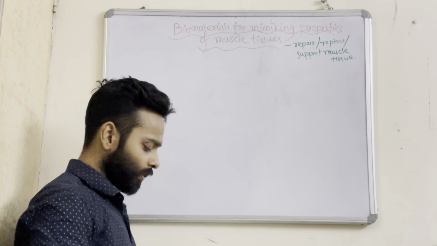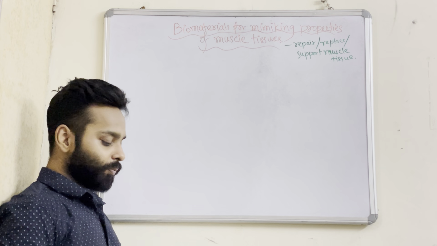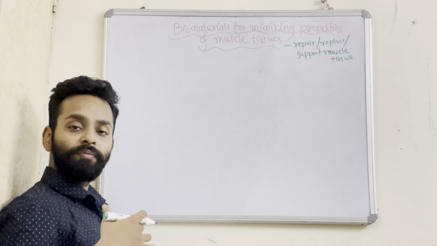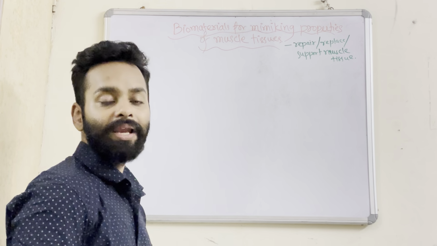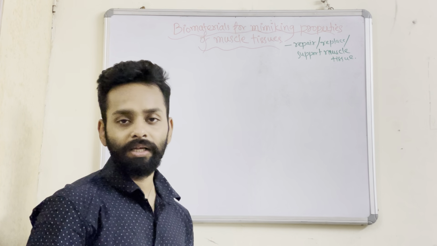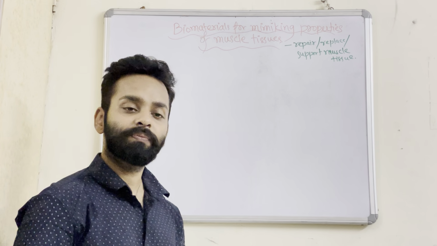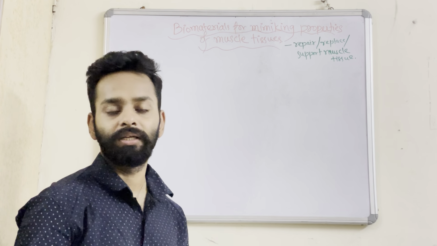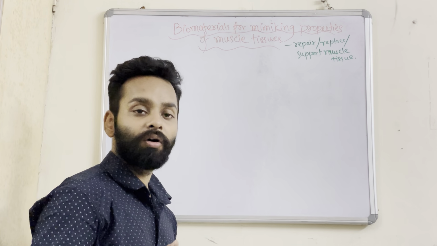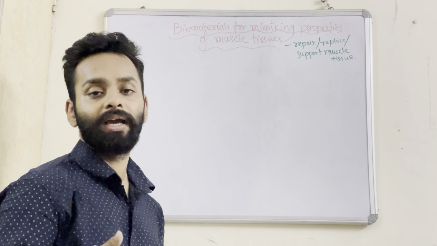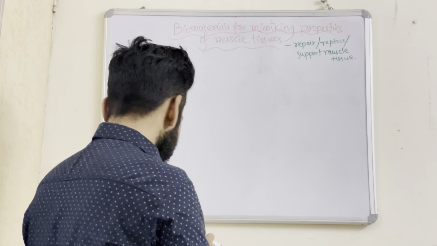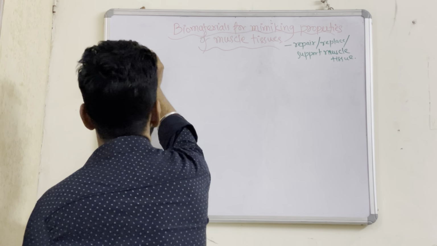So, since one of the most unique properties of these muscle tissues is contraction and relaxation, what type of material can we think of that will have this property? So, usually polymeric materials are selected because these materials can have this property of stretchability, and we can fabricate them in such a way so that they can mimic these properties of muscle tissues, right? So we can select polymeric materials.